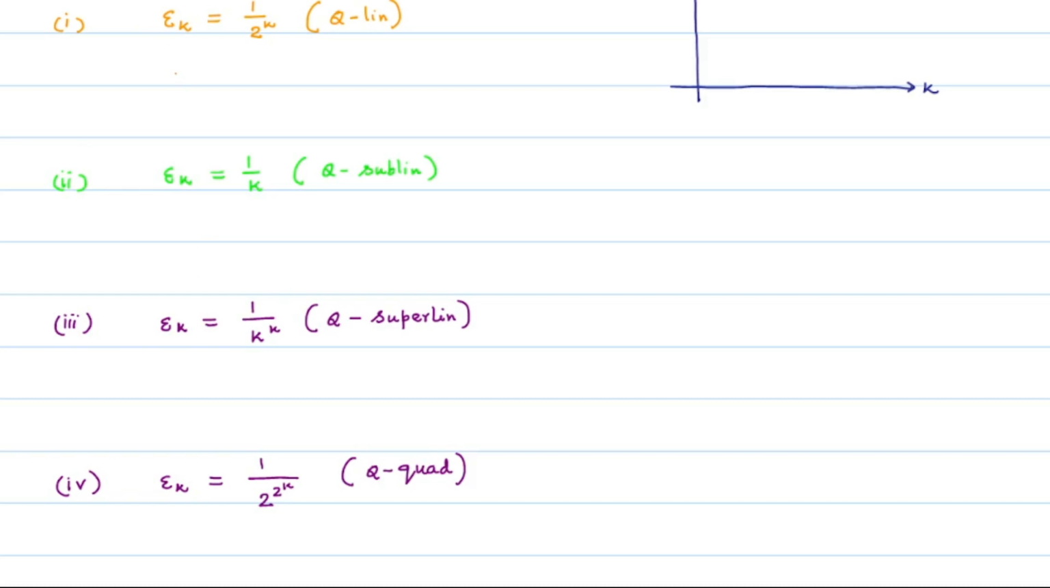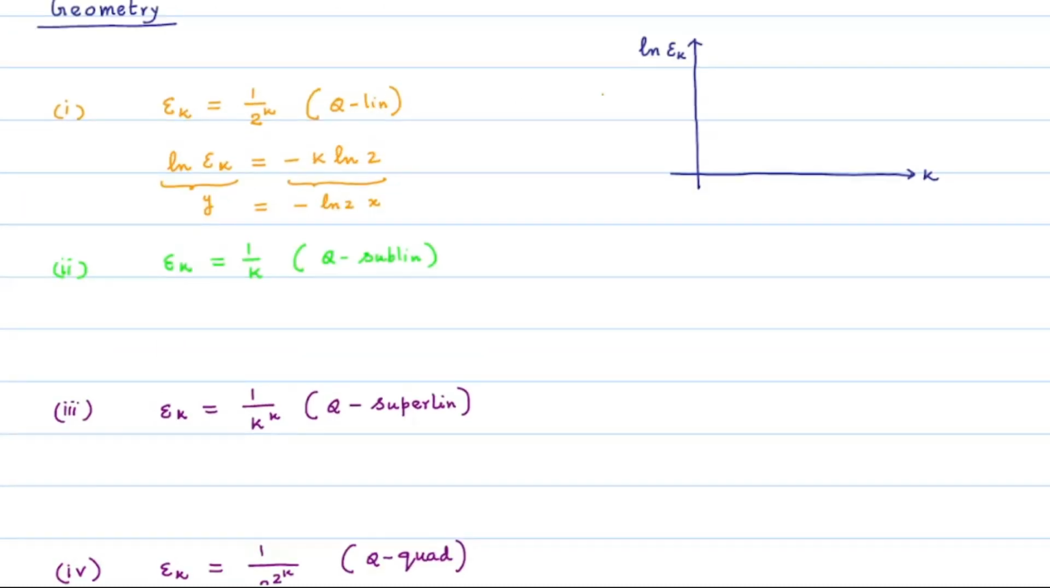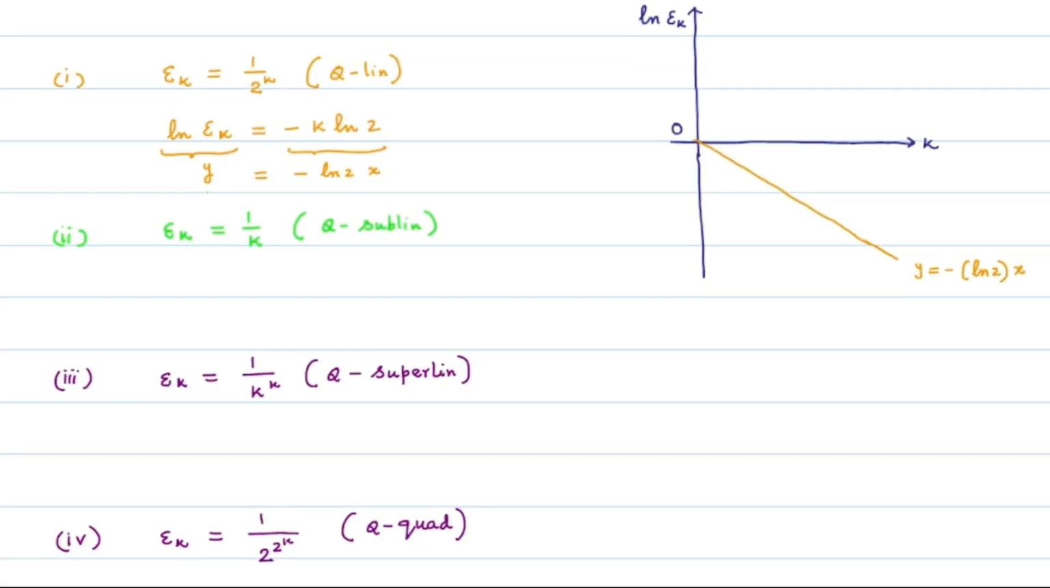For the first example, we see that k and natural logarithm of epsilon k are related by log epsilon k is equal to minus k times log 2. So the relationship between k and log epsilon k is given by the trend of y is equal to minus ln 2 into x. If I draw this curve y is equal to minus ln 2 x, that gives us a line passing through the origin, and the sequence epsilon k takes a value in the plane of k and ln epsilon k.